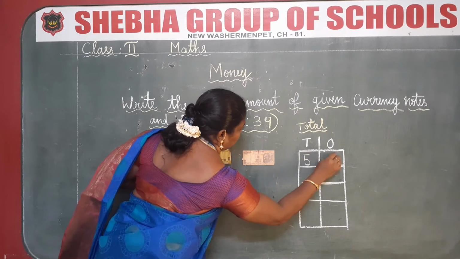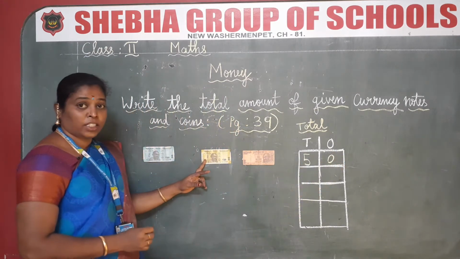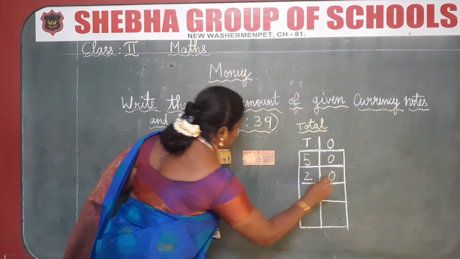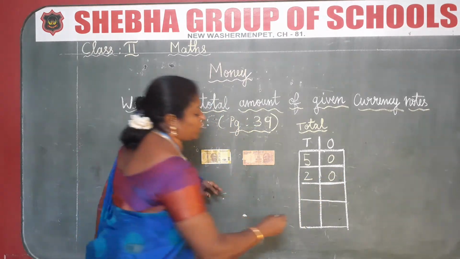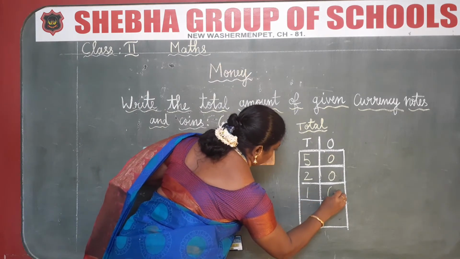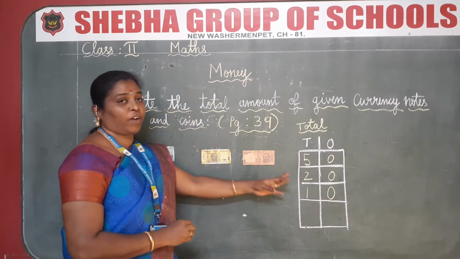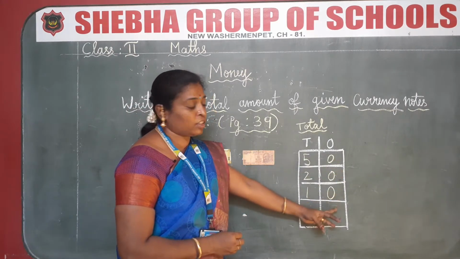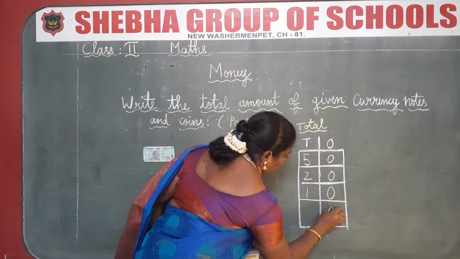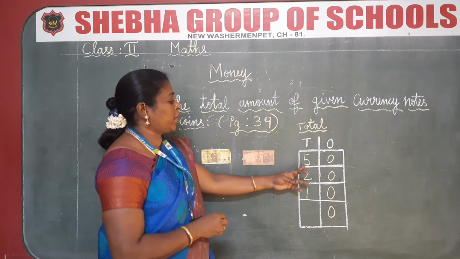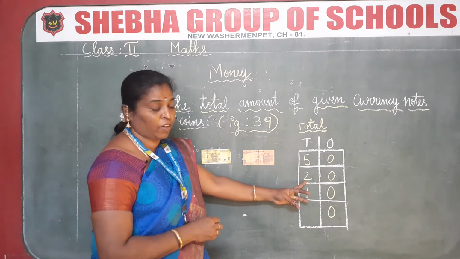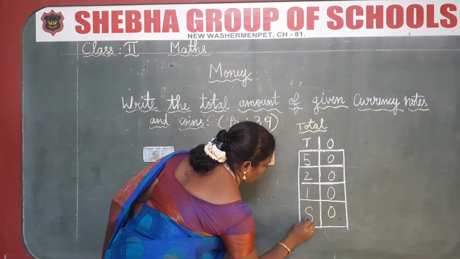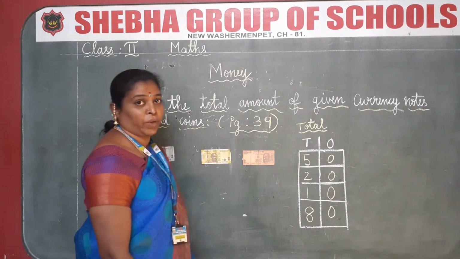50. Next we have to write 20 rupees. 20. Then you have to write 10 rupees. Now we are going to add and find the total amount. 0, 0, 0. If you add the zeros, you will get only 0. Then 5 plus 2, 7, 7 plus 1, 8, so 80. So the total amount is 80 rupees. Okay?